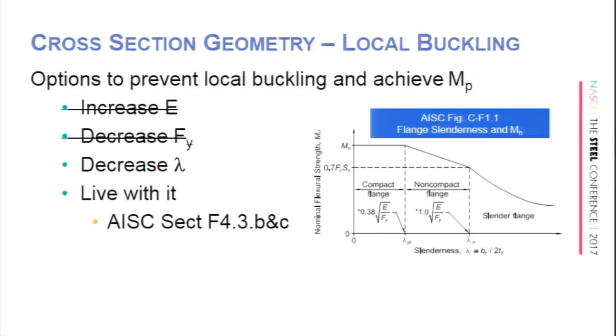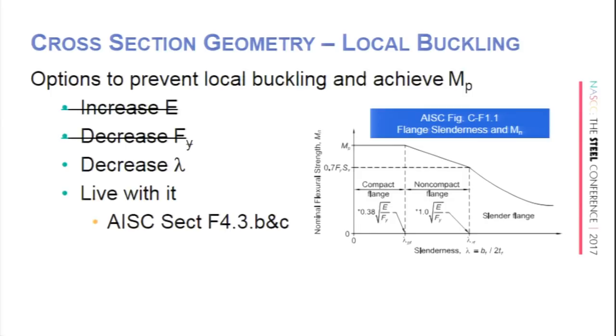Maybe we could decrease the yield stress, right? That would favorably impact my slenderness. But what else am I affecting if I decrease that yield stress in my material? I'm also decreasing the strength of my material. So that probably won't get you what you want, right? Well, we can also change the geometry of the plates. We could get some thicker flange plates, and that might work for us.